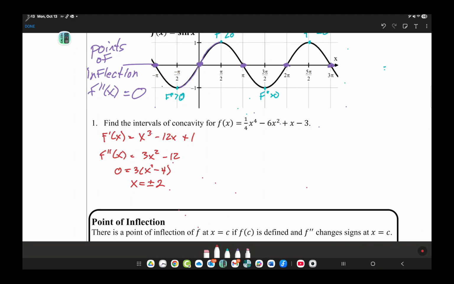I'm going to make a small little chart because I have a lot of writing to do after this. Just like yesterday, we have a lot of writing to do. So we have x, and then here, instead of f prime of x, it's f double prime of x. And we have two values, -2 and 2, where we know the second derivative equals 0. Then we have the intervals from -infinity up to -2, -2 to 2, and then 2 to infinity.